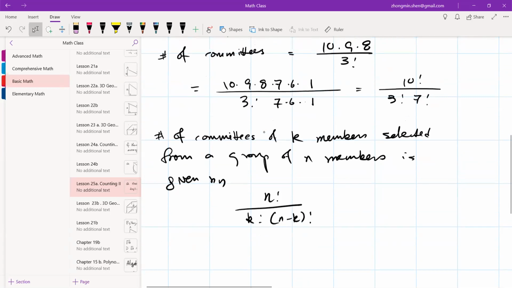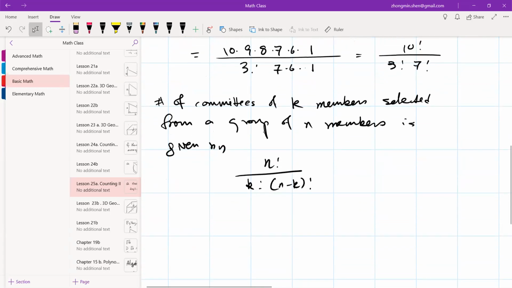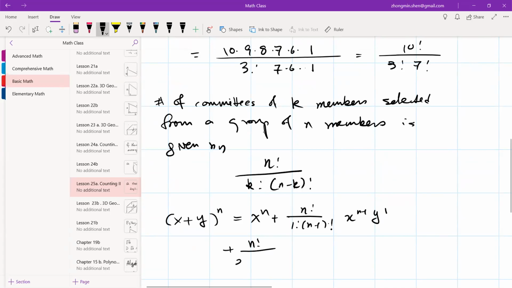If you want to understand, just look at those problems. But I want to tell you, it shows up in other unrelated problems. For example, if you multiply this out, you will get x to the n, and then n factorial over 1 factorial times n minus 1 factorial, x to the n minus 1, y. And there will be n factorial over 2 factorial times n minus 2 factorial.